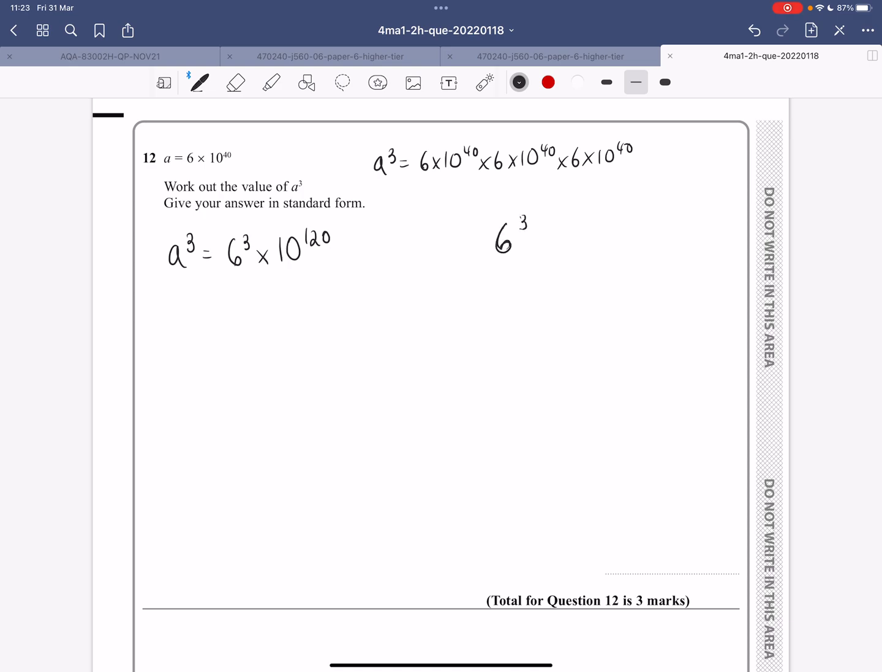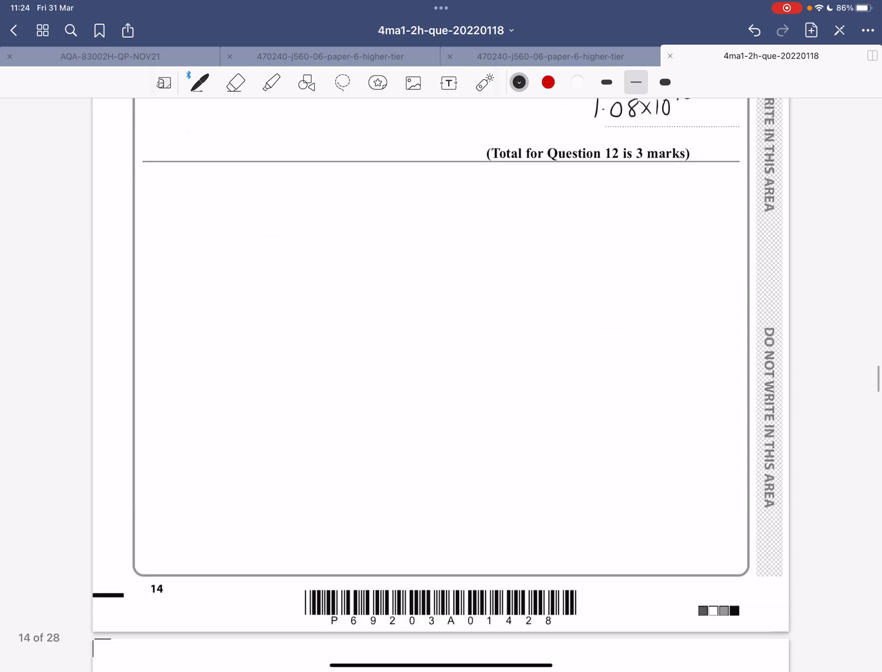6 cubed, that's going to be 36 times 6, which is 216. So that's going to be 216 times 10 to the 120. Standard form, it's got to be a number between 1 and 10 there, 2.16. So because we've made this 2 powers of 10 smaller, we need to add 2 powers of 10 there to get that right there.